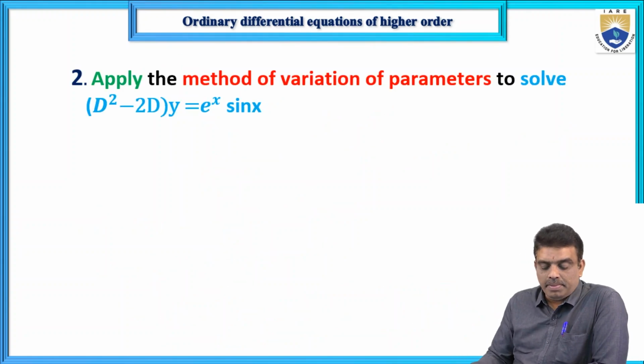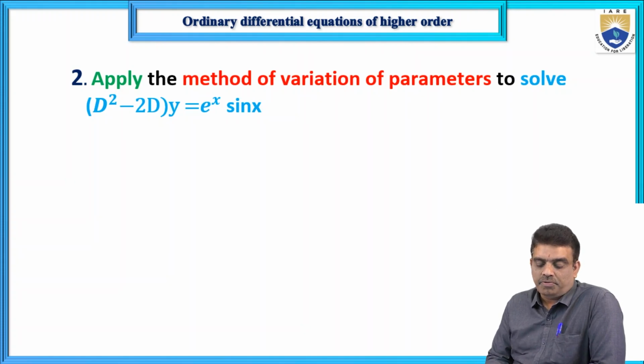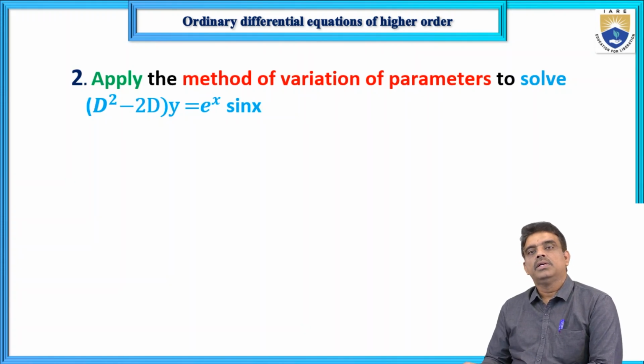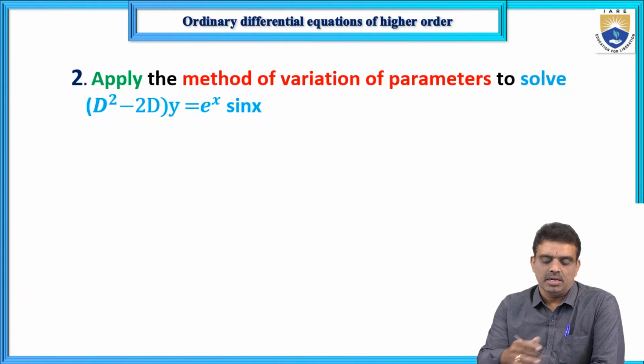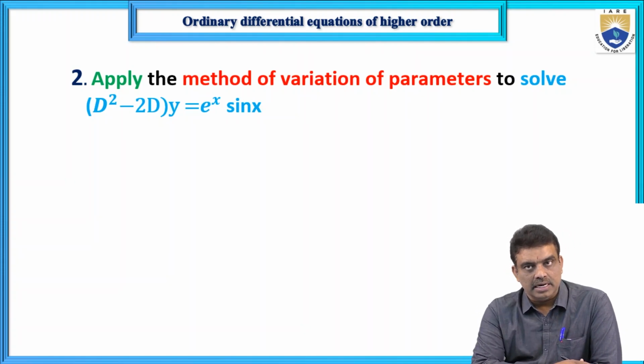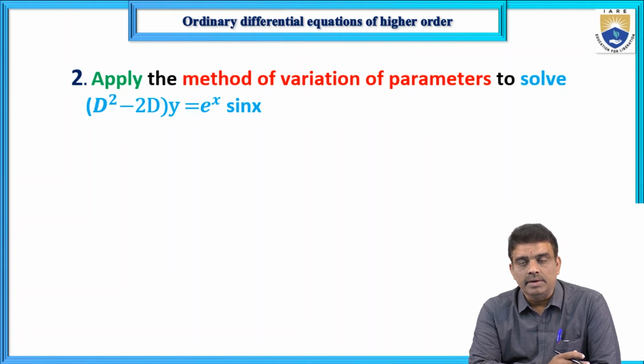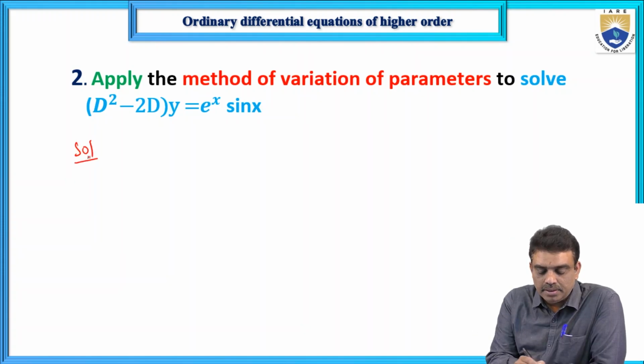Now see the second problem. Apply the method of variation of parameters to solve (D square minus 2D) of y is equal to e power x into sin x. So here we have to apply the method of variation of parameters. There are 2-3 methods. The general method is there, then finding complementary function and particular integral is another method, and you can find another method by using method of solution.